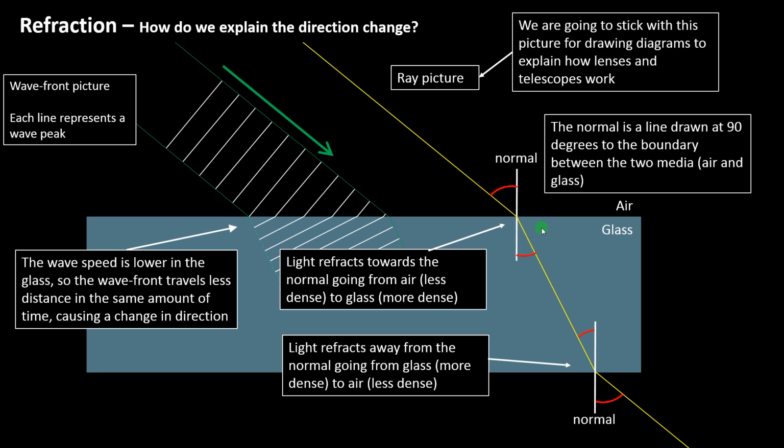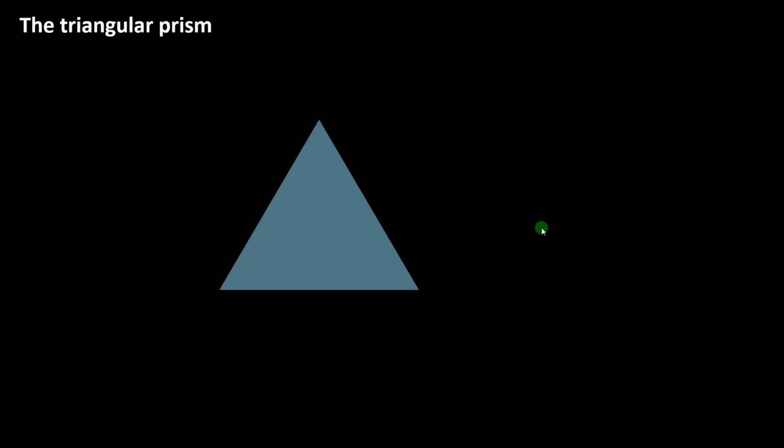Okay, so that's the basics of refraction, and we're going to look at a separate video at how that applies to lenses. We're just going to look here at one other thing, which is the triangular prism. And the idea here is that the ray comes through the prism like this.